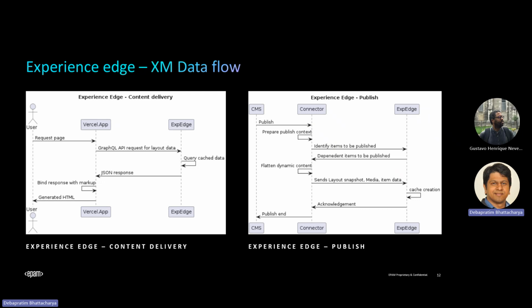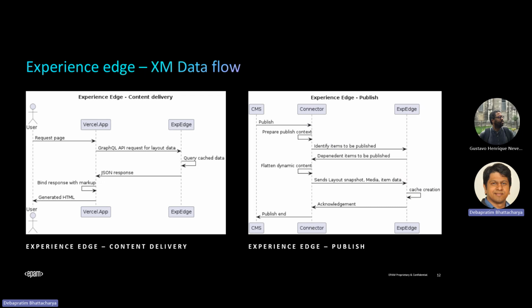And those individual components will then trigger the GraphQL API request to the Experience Edge endpoint. Once the Experience Edge endpoint receives those GraphQL requests, it will query the cached data and send the JSON response back. The JSON response is then bound to the markup based on the React code or any other preferred JS framework that we are using, and then the generated HTML is sent back.